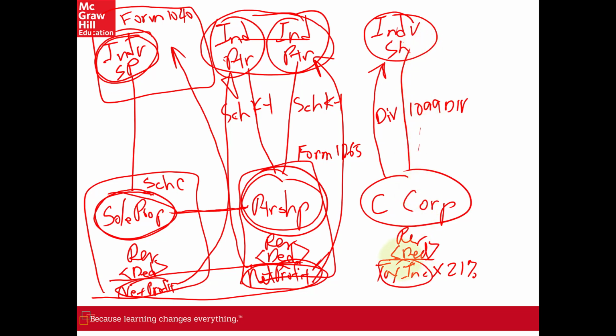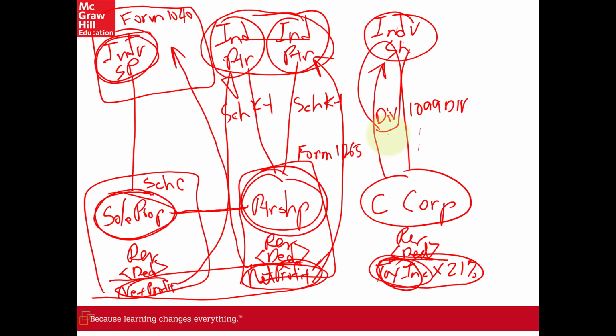But keep in mind, this profit here is being taxed twice. Once at the entity level, and now as a dividend, probably at low rates like 0, 15, 20% we've learned in past chapters, again at the shareholder level. That's double taxation.